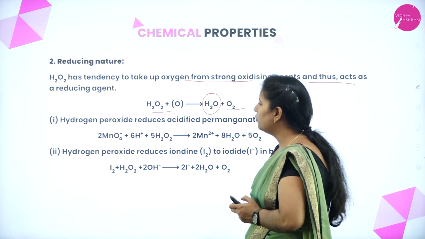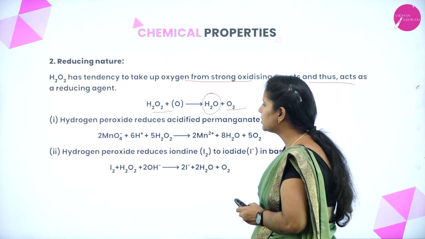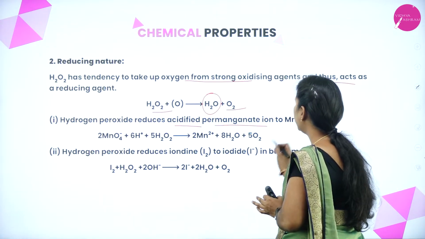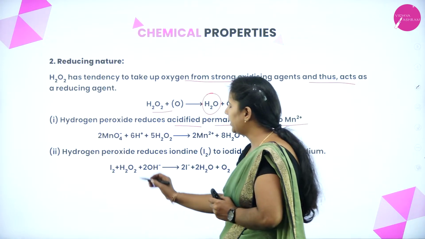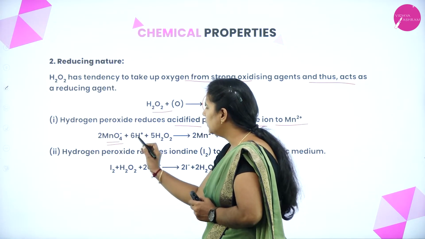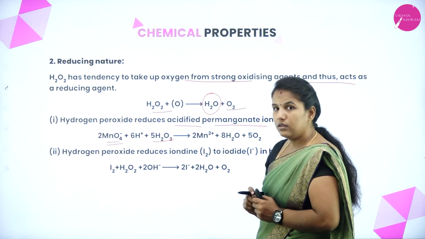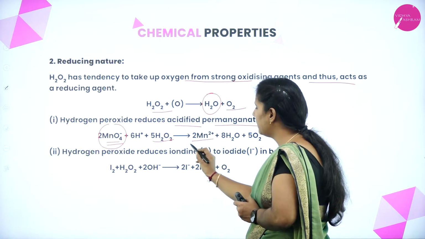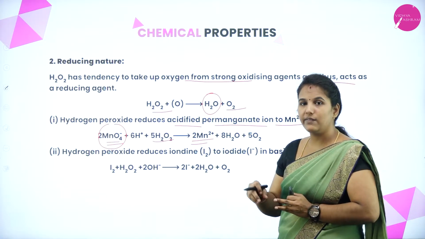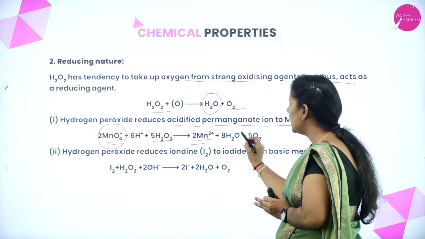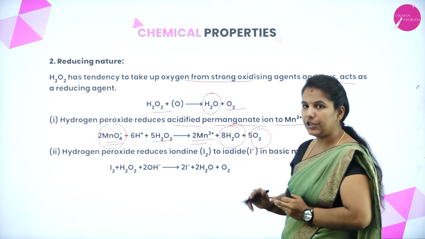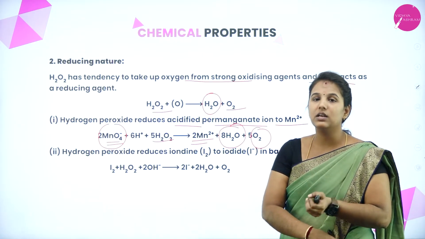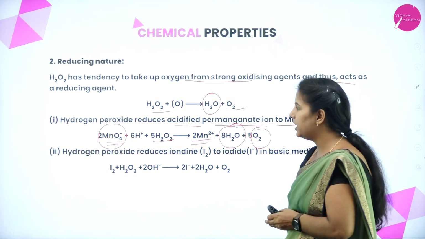Okay. So, we have one more reaction for that. Hydrogen peroxide can reduce the acidified permanganate ion to the Mn2+ ion. We can see that manganese oxide, which is allowed to react with hydrogen peroxide, is reduced to Mn2+, with the formation of water and oxygen. This shows that our hydrogen peroxide can also act as a very good reducing agent.